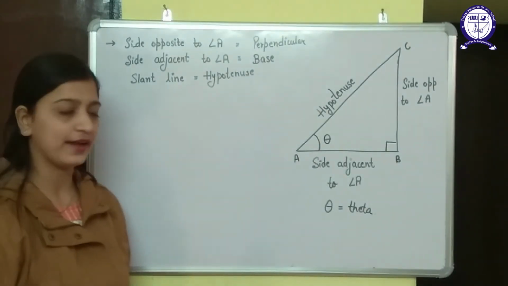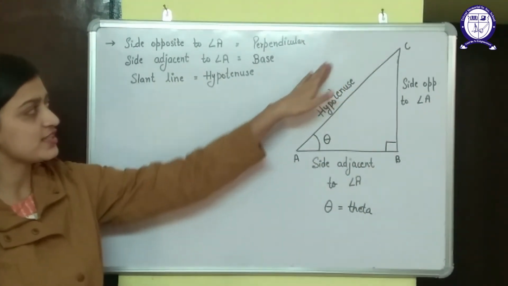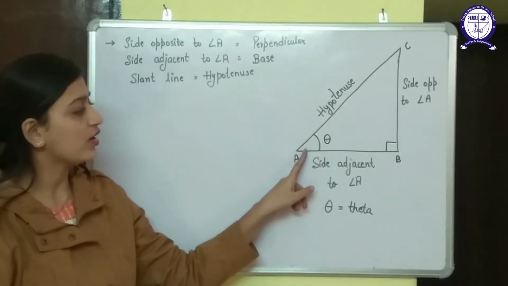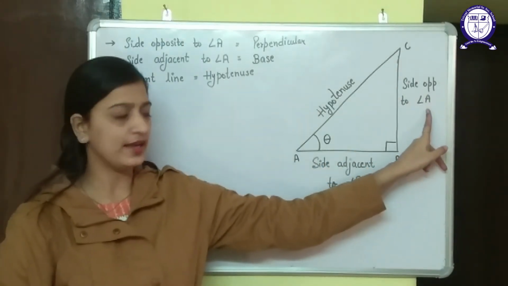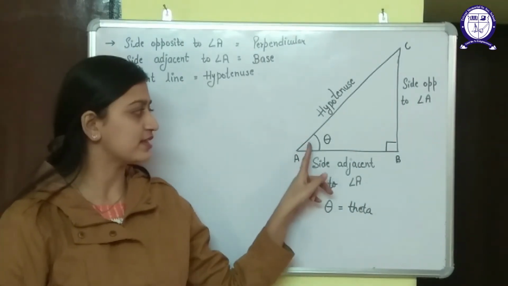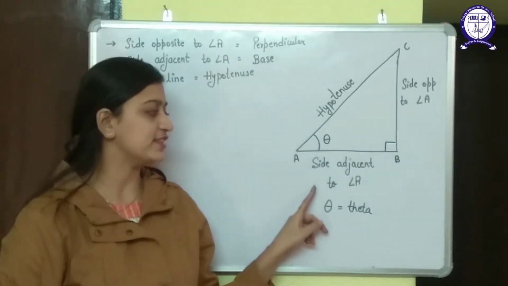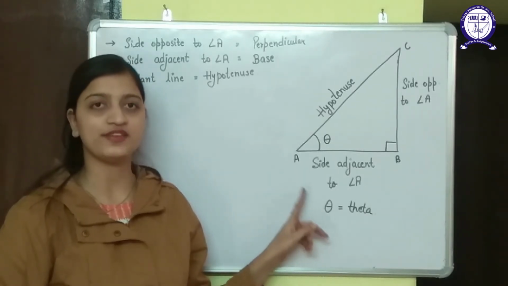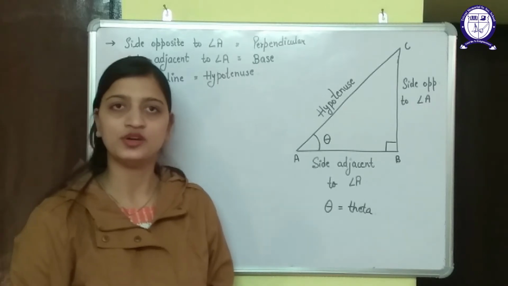Now you can see that in a right angle triangle, the slant line is my hypotenuse. Any side which is opposite to angle A, and there is a side adjacent to angle A. Opposite means the side which is in front of it. For angle A, the side adjacent to A means the side which is touching the angle A, or you can say which is forming the angle A. So this is my side adjacent to A.